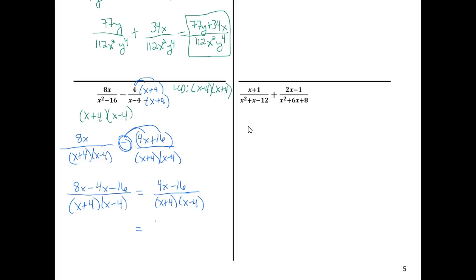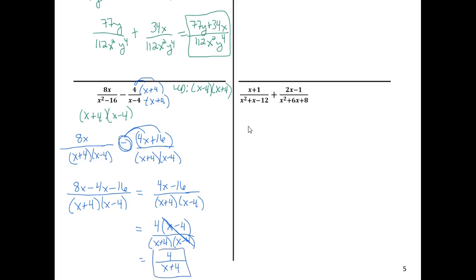In the numerator, I can take out a GCF of 4. That leaves me with x minus 4 over the same denominator. So that's, again, why I left this in factored form, because eventually I just have to factor it. I see the x minus 4's divide out, and that leaves me with 4 over x plus 4.